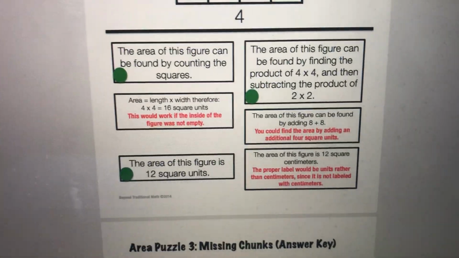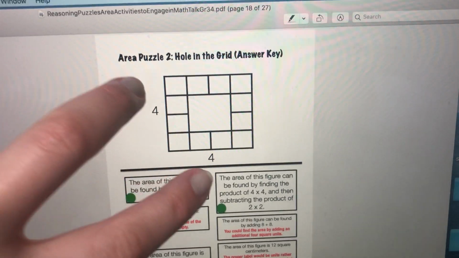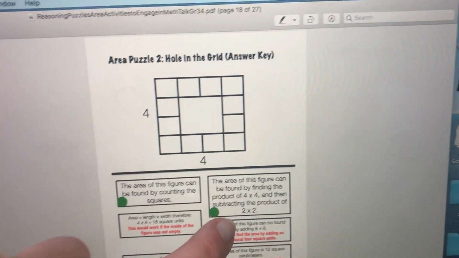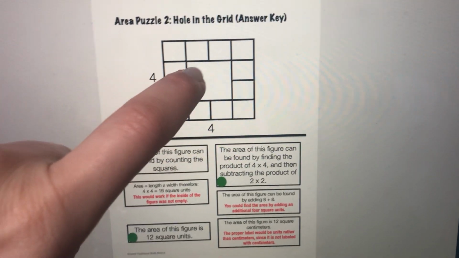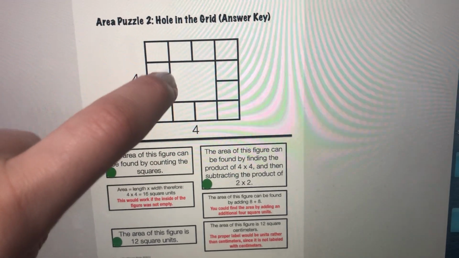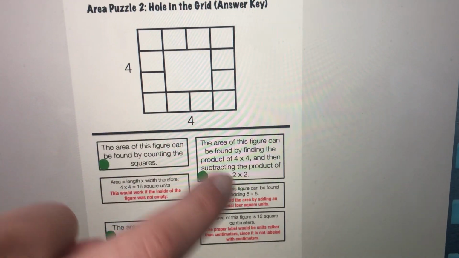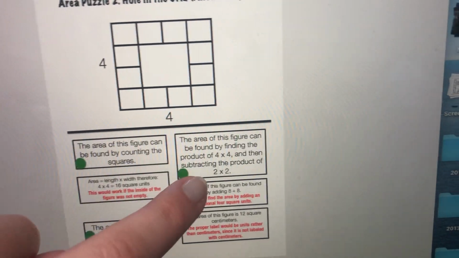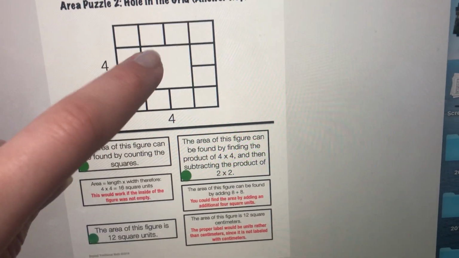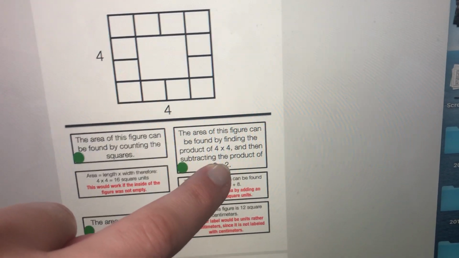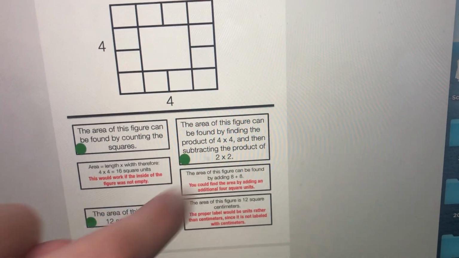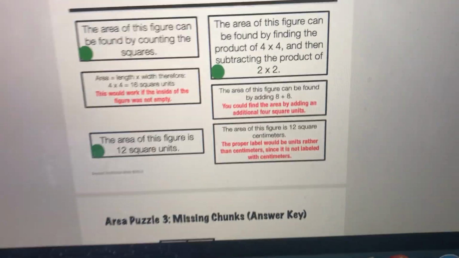The area of this figure can be found by finding 4 times 4 using length times width and then subtracting out the middle, which is 2 squares by 2 squares. And if you subtract out the middle, so 4 times 4 is 16. And if I subtract out 2 times 2, which is the middle, I would get minus 4. 16 minus 4 is 12.